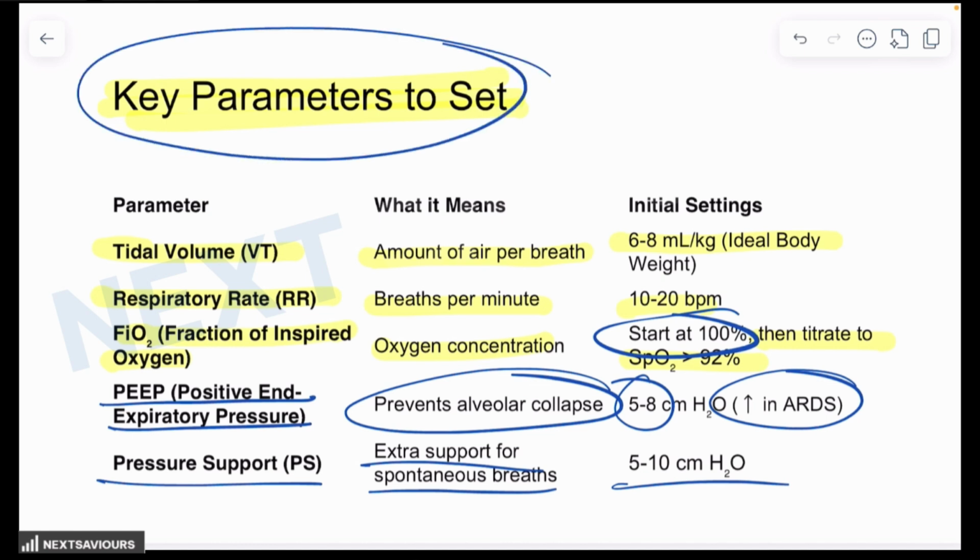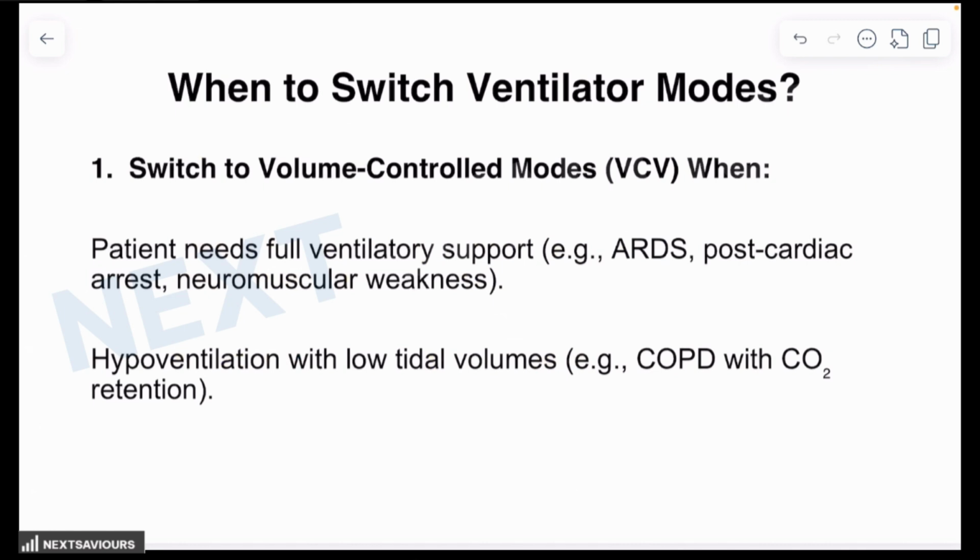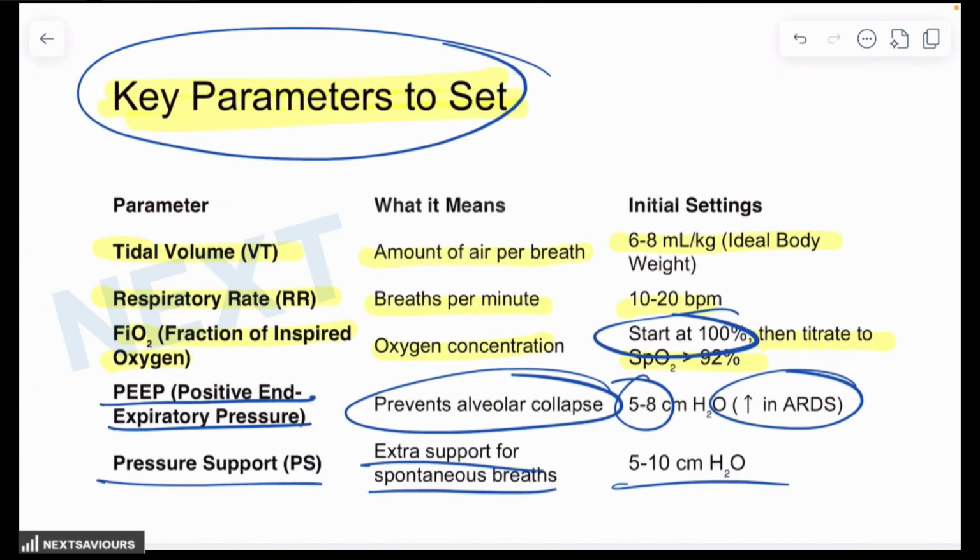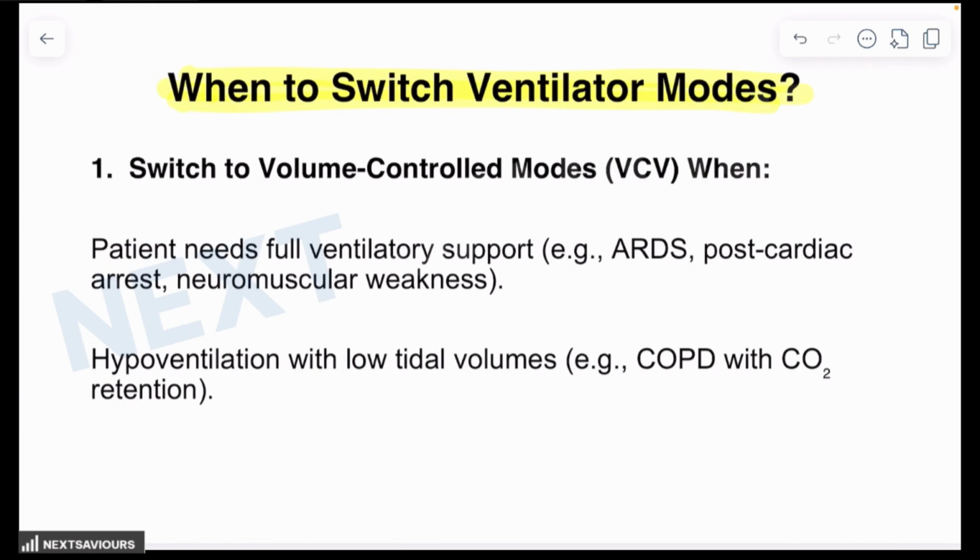Now, in one line, we will try to understand how to change the mode based upon how the patient is responding. Because based on all we have learned, how will you decide to change the mode? What we are going to talk about is when to switch the ventilator modes once you have set the key parameters, and you already know about the modes in total. The first one is to switch to volume controlled mode when the patient needs full ventilatory support.